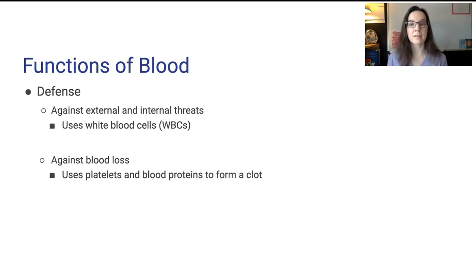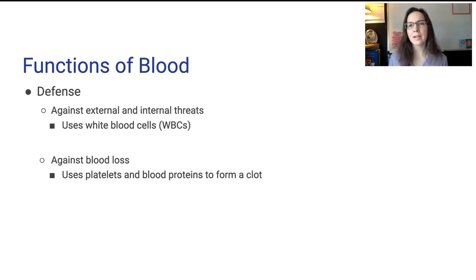Okay, defense. We're defending against two different things. First, against threats, whether it's an external threat like a bacteria or a virus, or an internal threat like a cancer cell. And this is usually going to use our white blood cells, and that's usually going to be part of our immune system. But we're also protecting against blood loss. This is going to use the blood cells called platelets and some proteins that are in our blood to help form a blood clot so that we can stop losing blood.